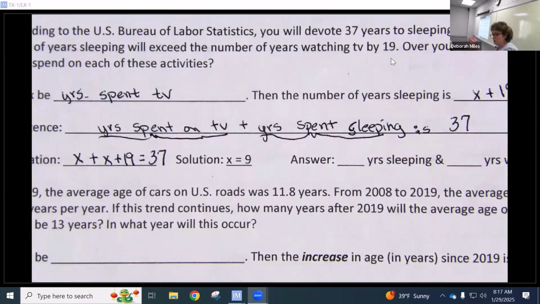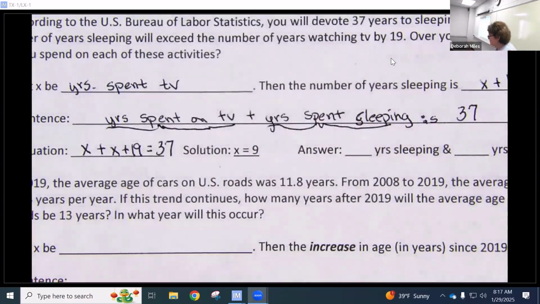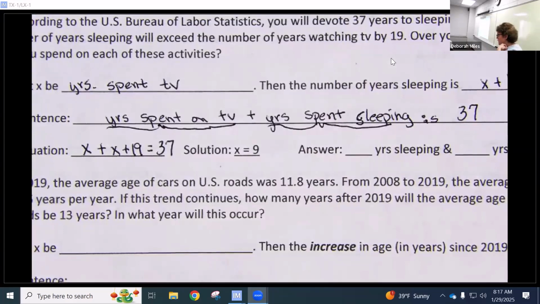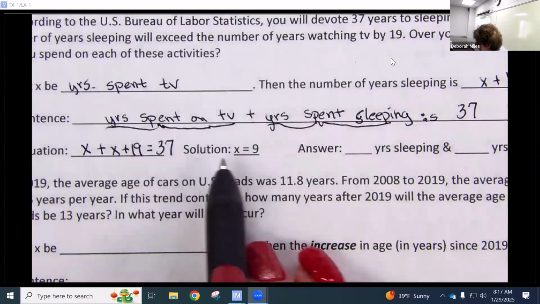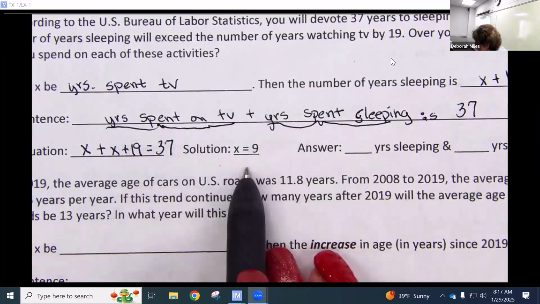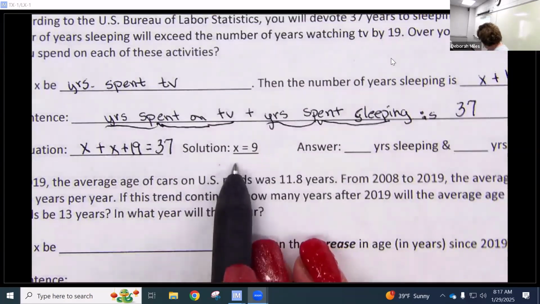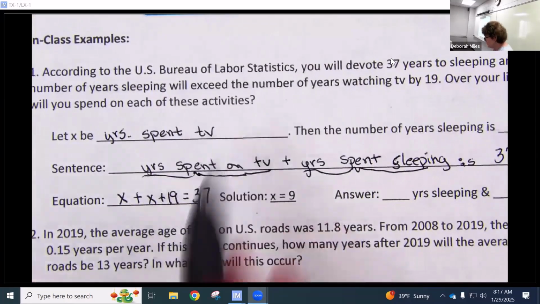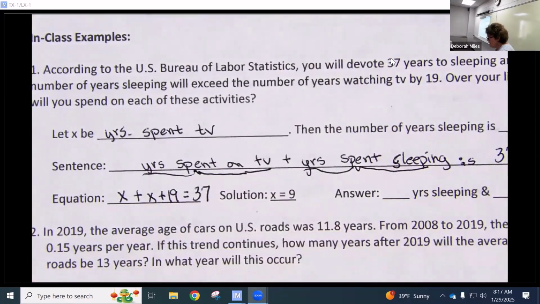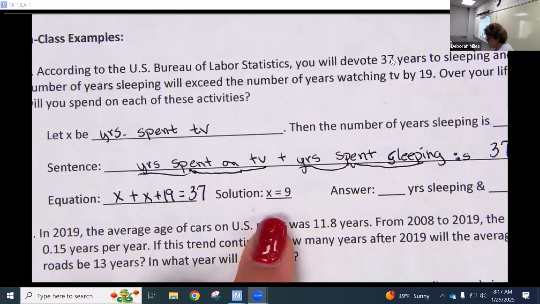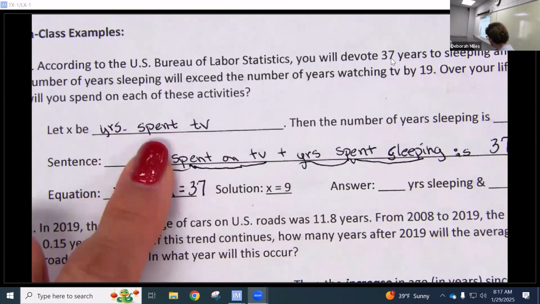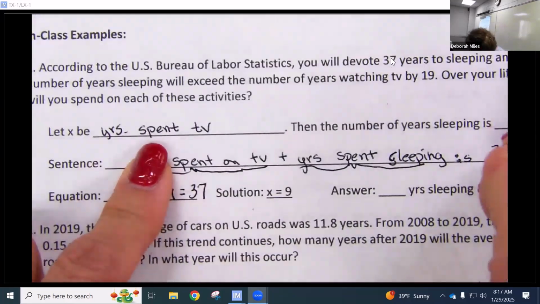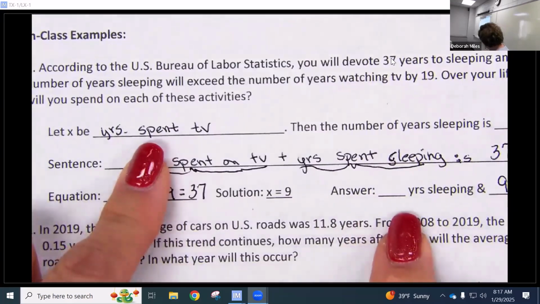Now, one thing I did to save us some time is we're not going to solve any of the equations today. I know y'all can solve equations. I'm just telling you I got X equals 9 for a solution to my equation. Is X equals 9 what I'm going to say to the person who asked the question? No. What am I going to say to the person who asked the question? That 9 is what? Years watching TV, because that's what I let X be. So that's 9 years watching TV, and how many years sleeping?